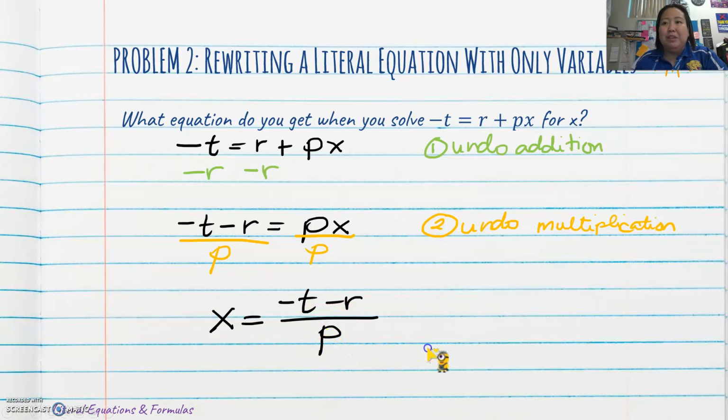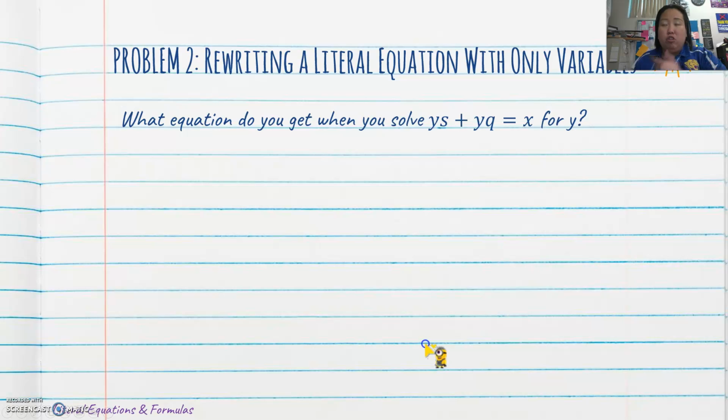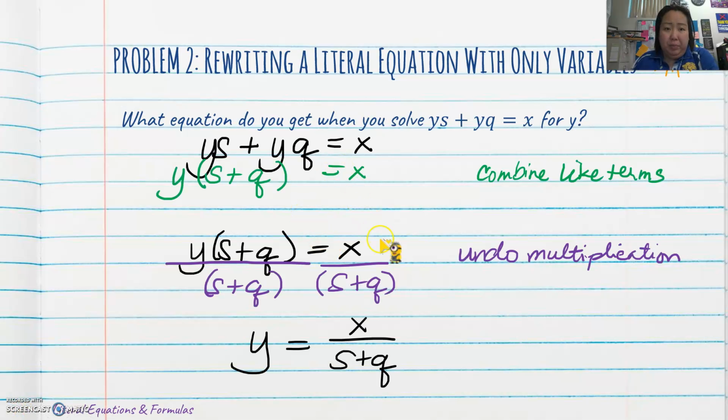Okay? So this last example, try this one on your own. This time, y needs to be by itself. Go ahead, try it now. Alright, so just like our previous examples, you have to make sure you know which variable you have to isolate. In this case, it has to be y.